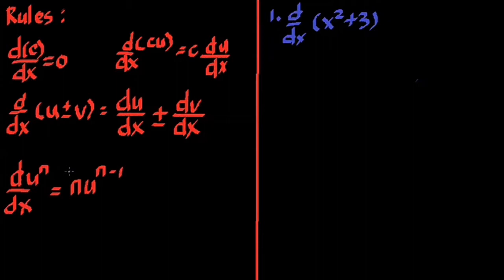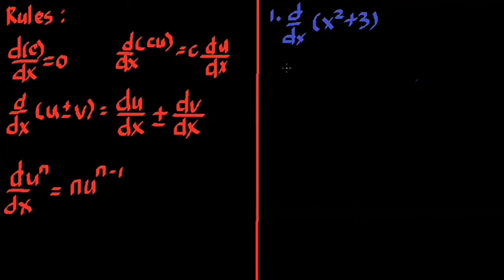Next, we have the power rule. The power rule states that we bring the exponent in front of that function, then copy the base, and then that exponent will be deducted by 1. So let's try to apply these basic rules in our examples.